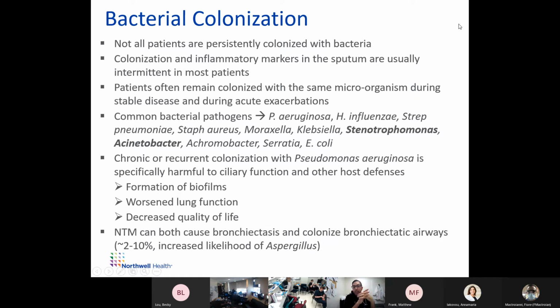Another important point is, I always just think that non-tuberculous mycobacteria are a secondary phenomenon, that they just colonize these bronchiectatic airways, which is true. But it's also important that, and we'll see this more frequently now with our right middle lobe, lingular non-tuberculous mycobacterial infections, non-tuberculous mycobacteria can actually cause the bronchiectasis there. It can be a primary infection causing the bronchiectasis in these patients.